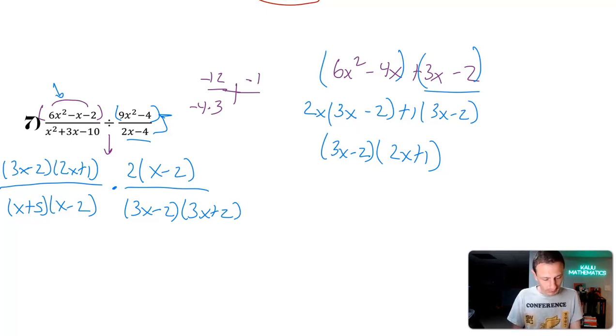Now, what simplifications can we make? Well, 3x minus 2, 3x minus 2, cancel out. I have a 2x plus 1. Do I have anything with that? Nope. All right, leave that alone. X minus 2. Do I have anything with that? Yes, I do. X minus 2, x minus 2.